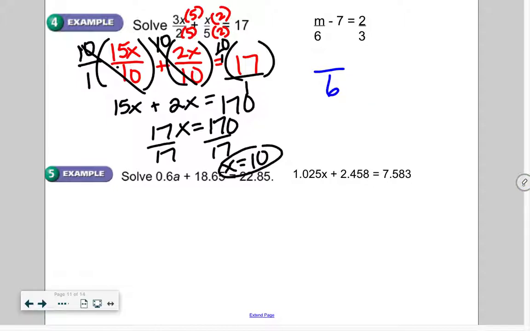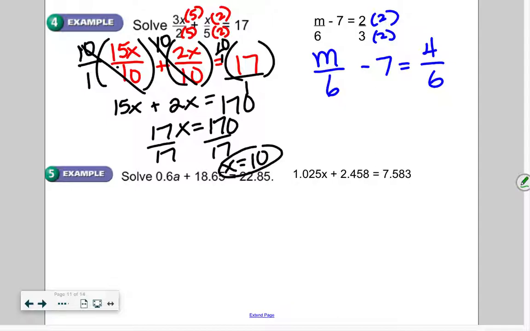Move my subtraction sign up. So there's no reason to change that first fraction, correct? It's already got the denominator of 6. What are we taking times 3 to get 6? 2 times 2 would be? Okay, so now what?